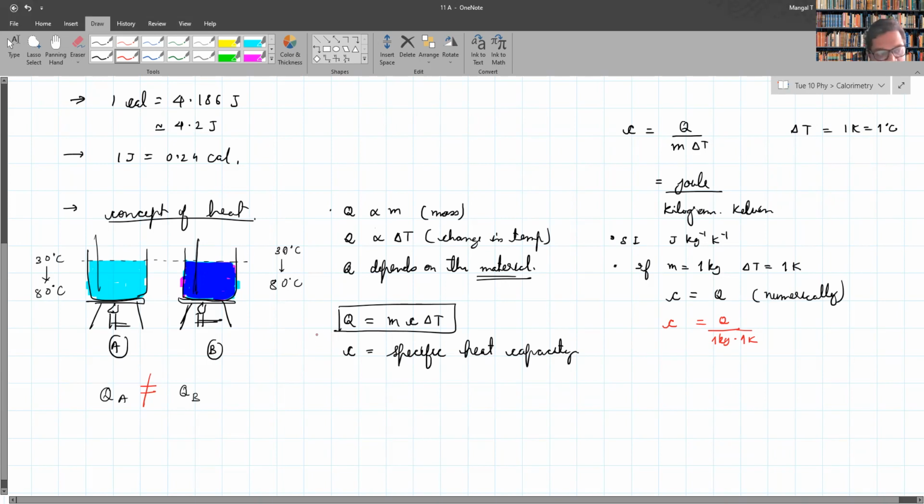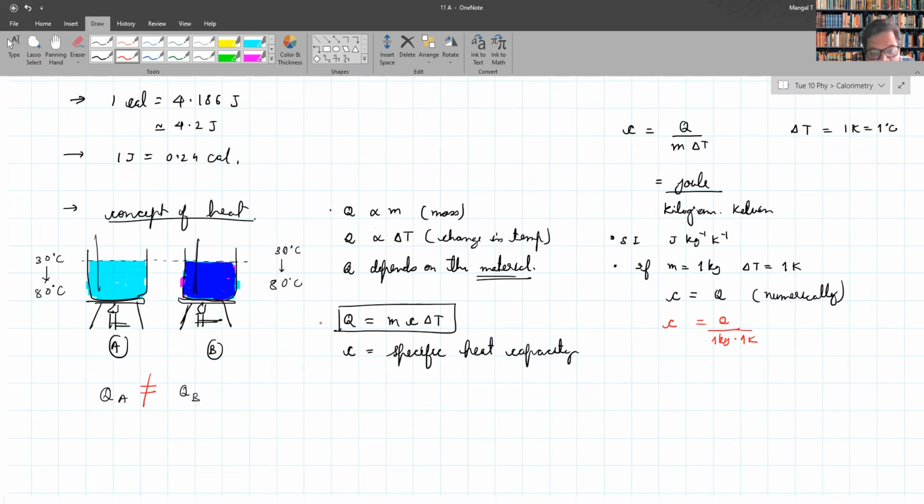So if I take 1 kg of water and heat it from 30 to 80, and I take 1 kg of oil and heat it from 30 to 80, then the heat required by water to go from 30 to 80 will be different, and the heat required by oil to go from 30 to 80 will be different. But what is the reason for that?